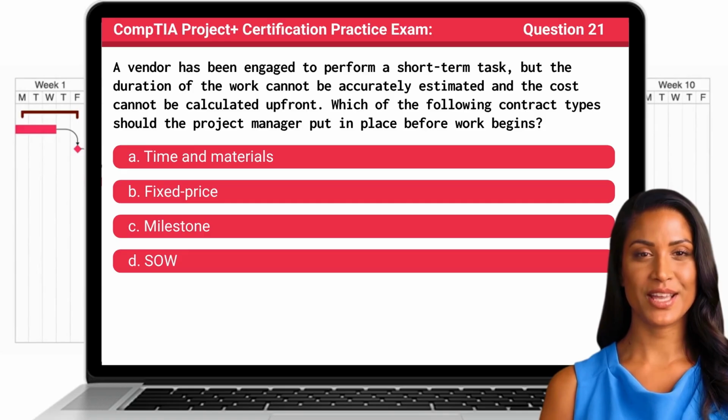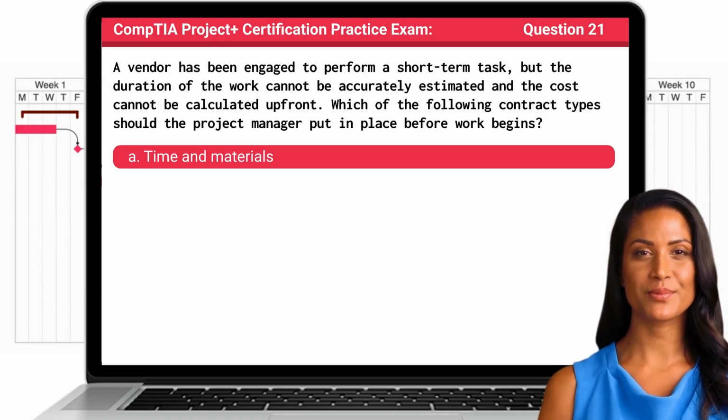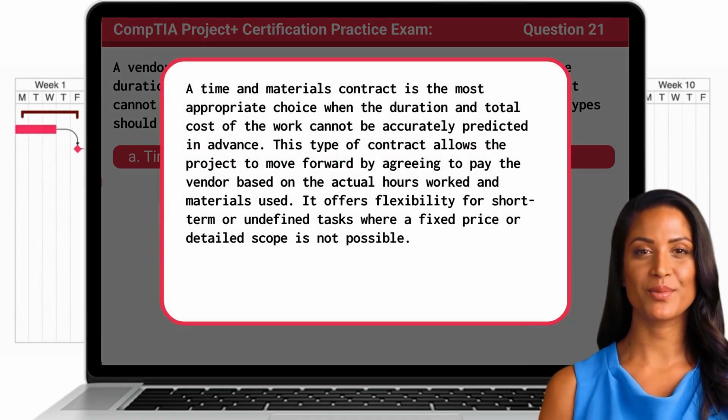The answer is A. Time and materials. A time and materials contract is the most appropriate choice when the duration and total cost of the work cannot be accurately predicted in advance. This type of contract allows the project to move forward by agreeing to pay the vendor based on the actual hours worked and materials used. It offers flexibility for short-term or undefined tasks, where a fixed price or detailed scope is not possible.